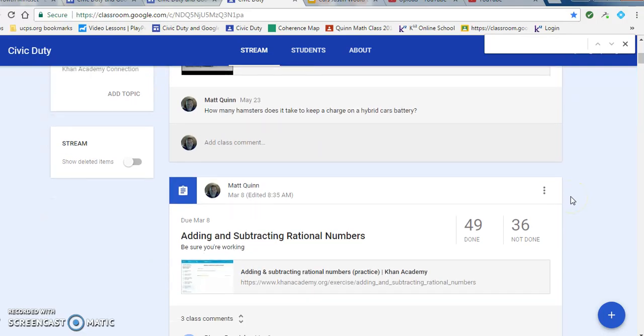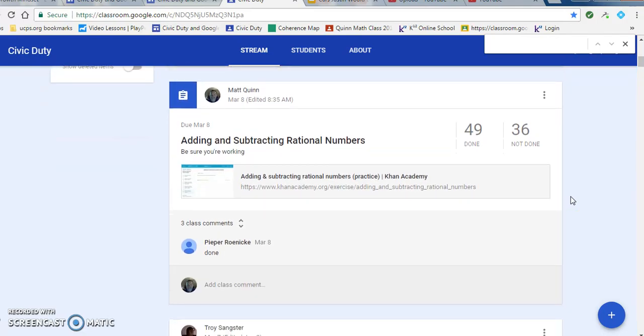As we go down, this is adding and subtracting rational numbers. This is actually a link to Khan Academy. I use Khan Academy daily in my classes. I give the students the first 15 minutes of class to practice a skill that I feel is going to be valuable. And in this case, adding and subtracting rational numbers, that's a huge 7th grade standard.